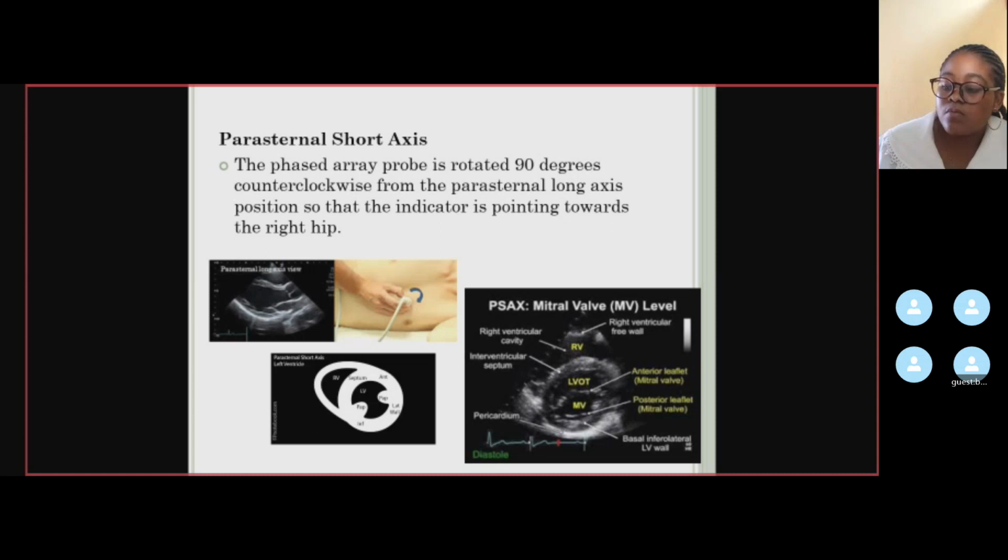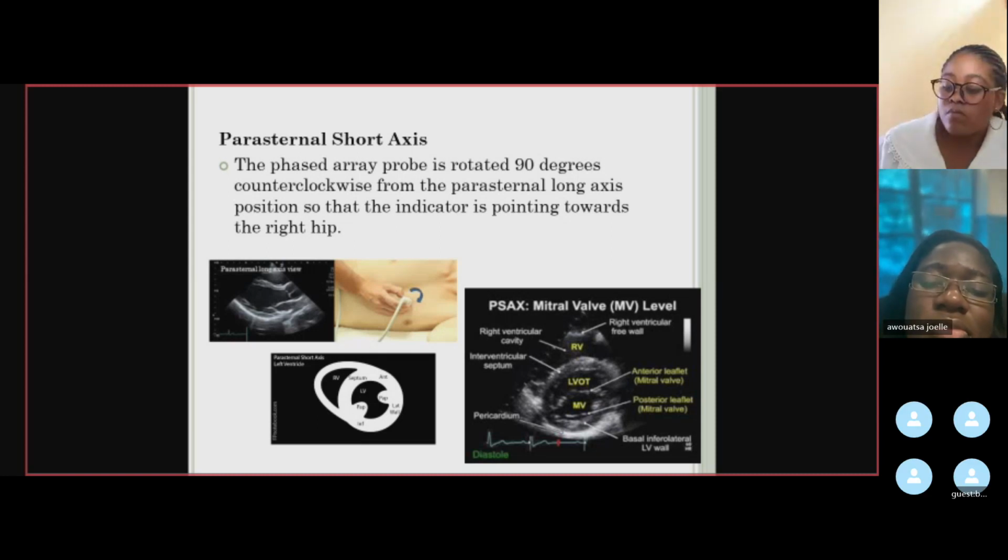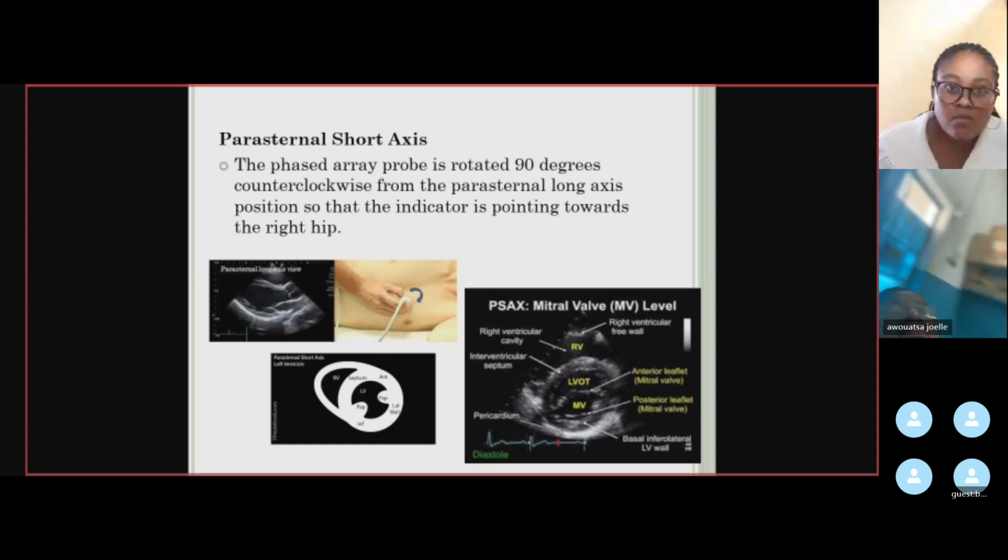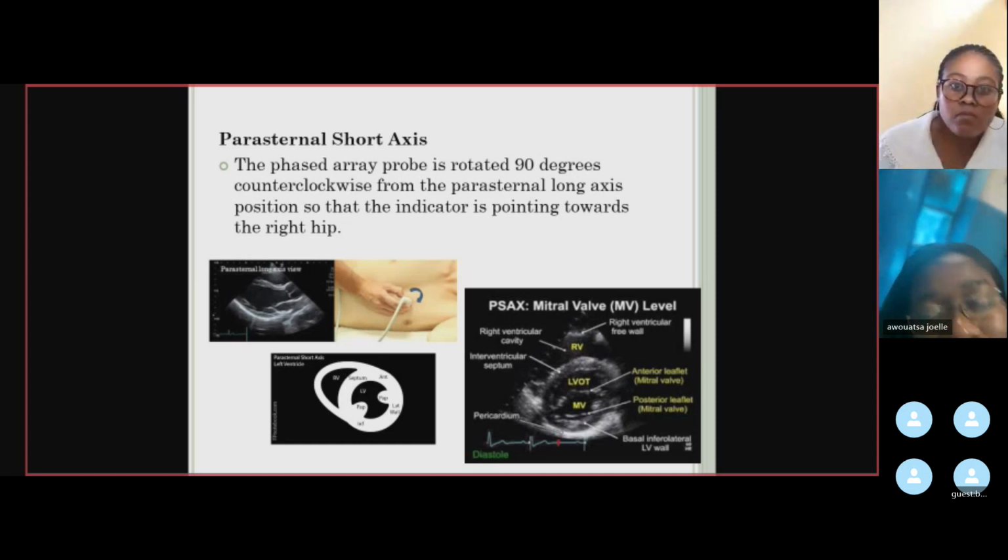It is kept on the sternum only, but we are rotating the transducer. And here we can see the papillary muscles and the mitral valve with this parasternal short axis view. The appearance of the parasternal short axis view will be like a circle with the papillary muscles, with the mitral valve and the leaflets.